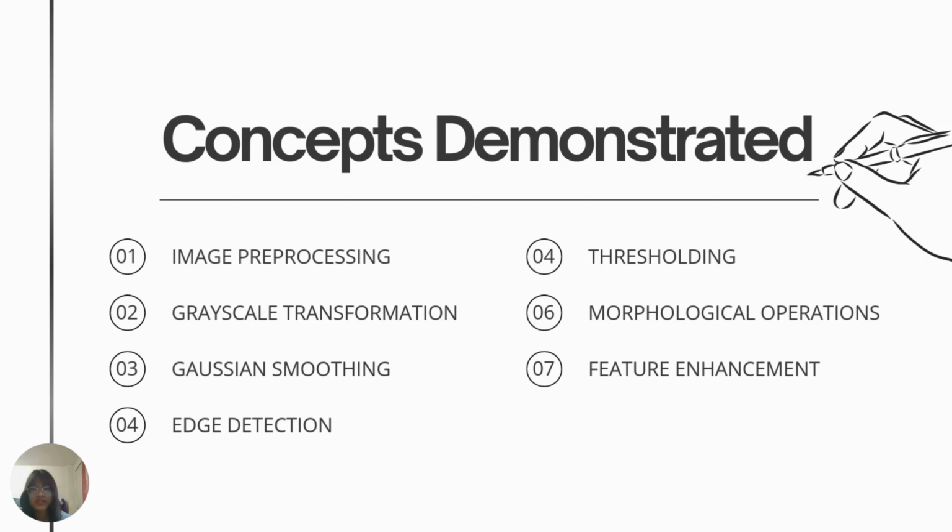So the project demonstrates the importance of computer vision processes. First is image processing, which prepares the image for further analysis. Second is grayscale transformation, which simplifies image data. Third is Gaussian smoothing, which reduces noise and stabilizes edge detection. Fourth is edge detection, which extracts meaningful structural information. Fifth is thresholding, which converts the image into a binary representation. Finally, we use morphological operations, which refine the edges and improve visual clarity. Together, these techniques illustrate how classical computer vision algorithms work together in a pipeline.